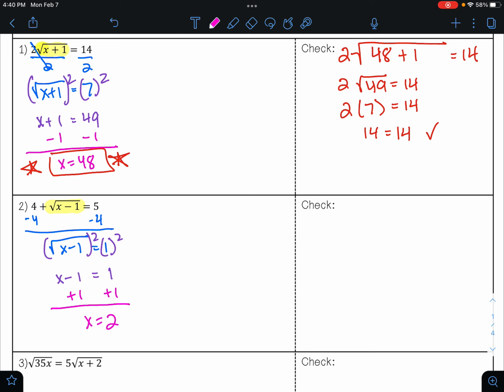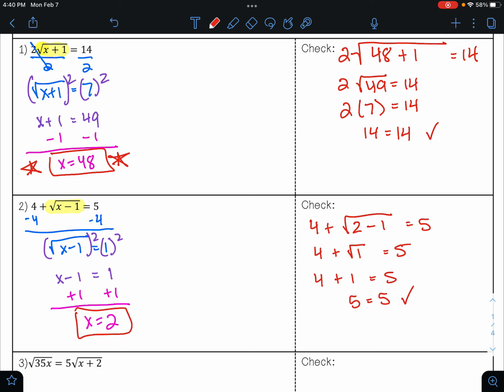From here, I want to check the solution to see if it works. So I'm going to have 4 plus the square root of 2 minus 1 is equal to 5. 2 minus 1 is 1. The principal square root of 1 is 1. 4 plus 1 is 5. 5 equals 5. This is a true statement, so 2 is in fact a solution.